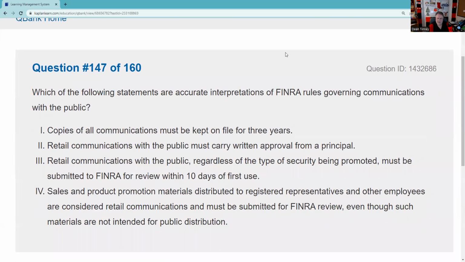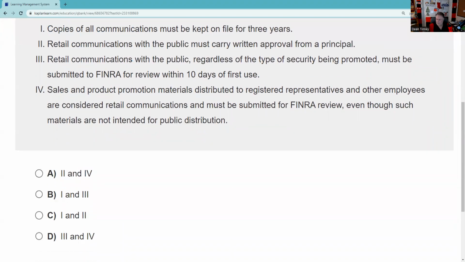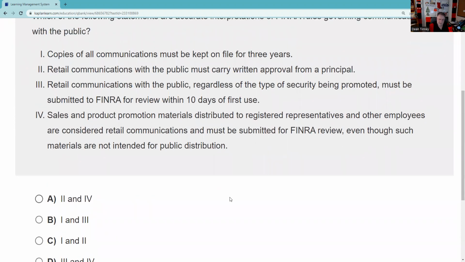147, which of the following statements are accurate interpretations of FINRA rules governing communications with the public? 1, copies of all communications must be kept on file for 3 years. We said the vast majority of brokerage firm records are 3 years. 2, retail communications, that would be for more than 25 retail clients or prospects in a 30-day period, must carry written approval of a principal. That is indeed true. 1 and 2 is true. 3, retail communication with the public, regardless of the type, must be submitted to FINRA within 10 days of use. That is not true. 4, sales and product promotion must be considered retail and submitted to FINRA. No, it's 1 and 2.